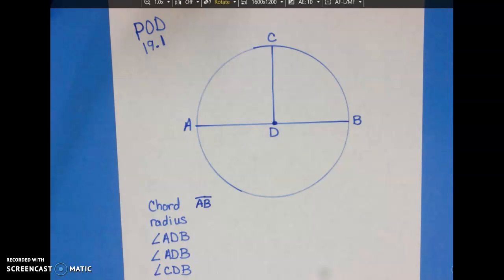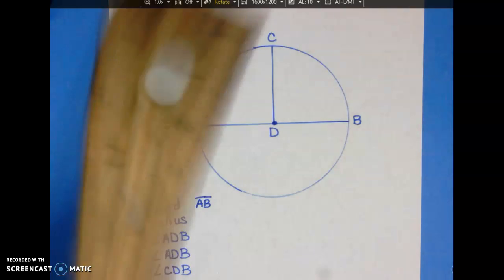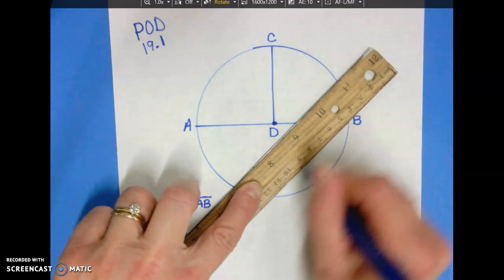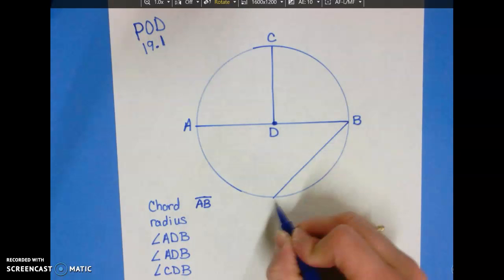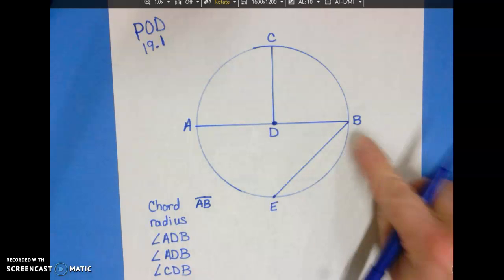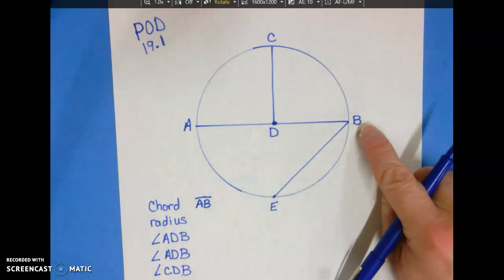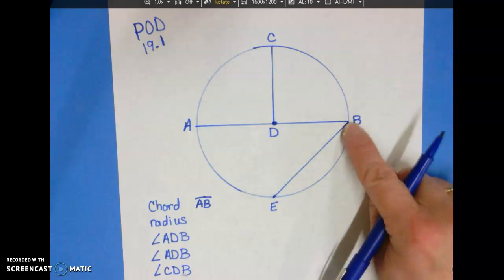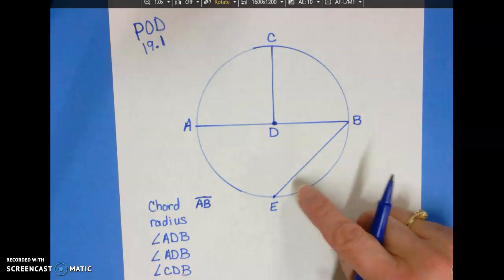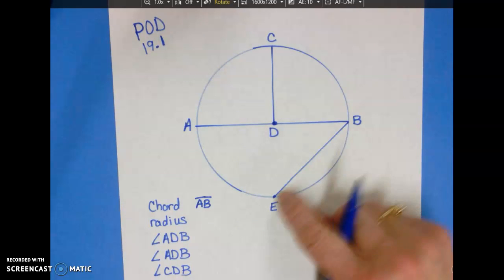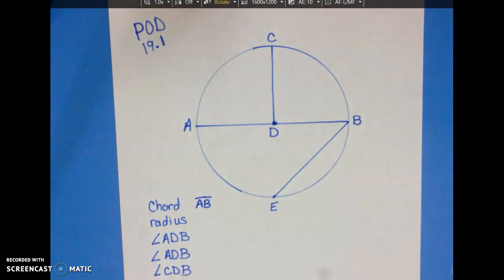Now sometimes in some circles you can see a really funky chord, perhaps maybe like this. I could add any kind of chord like this right here. I could give this little point here a point named E. And so another chord would actually be segment BE. Why? Because it touches two edges of the circle. So sometimes they're nice and straight across, touching end to end. Sometimes a chord can look a little bit more diagonal in a circle.